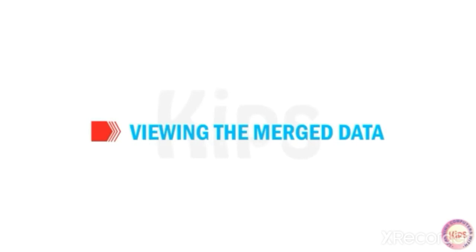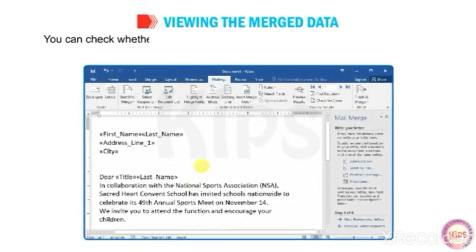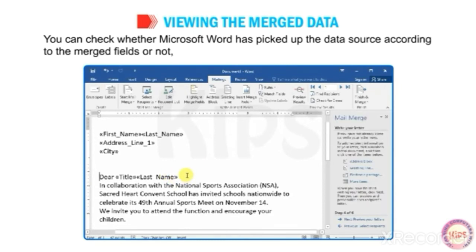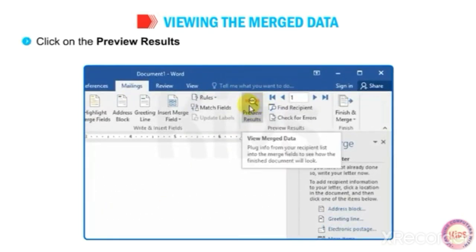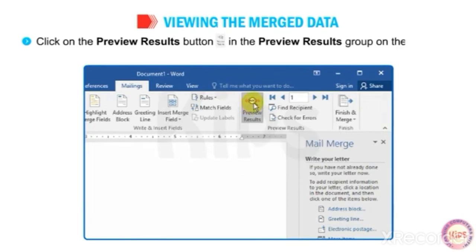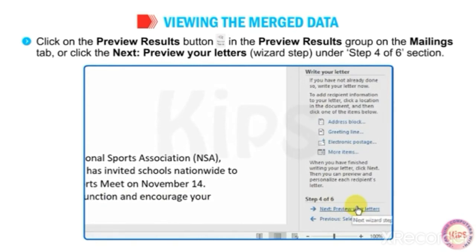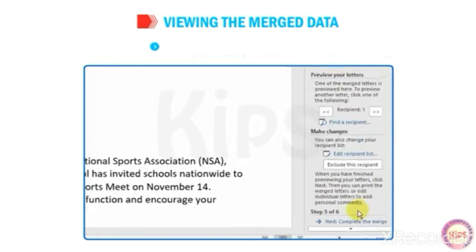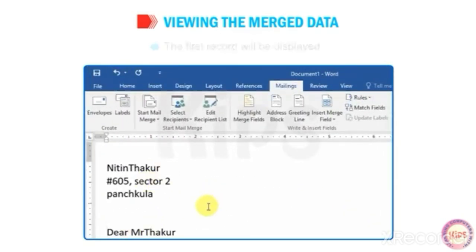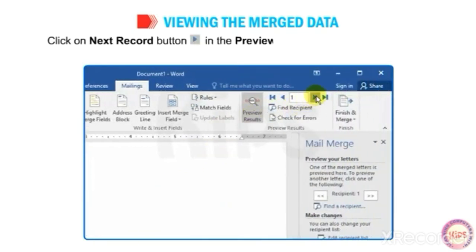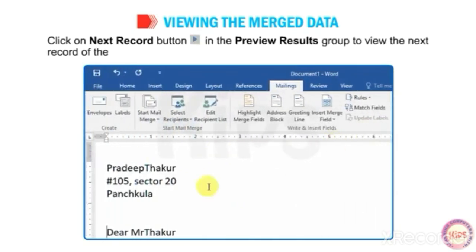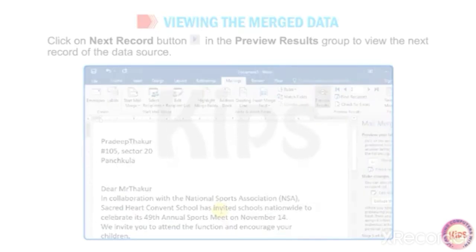Next is viewing the merged data. You can check whether Microsoft Word has picked up the data source according to the merge fields or not by viewing it on the screen. Click on the Preview Results button in the Preview Results group on the Mailings tab, or click the Next: Preview your letters wizard setup under the Step 4 of 6 section. The first record will be displayed. Click on the Next Record button in the Preview Results group to view the next record of the data source.